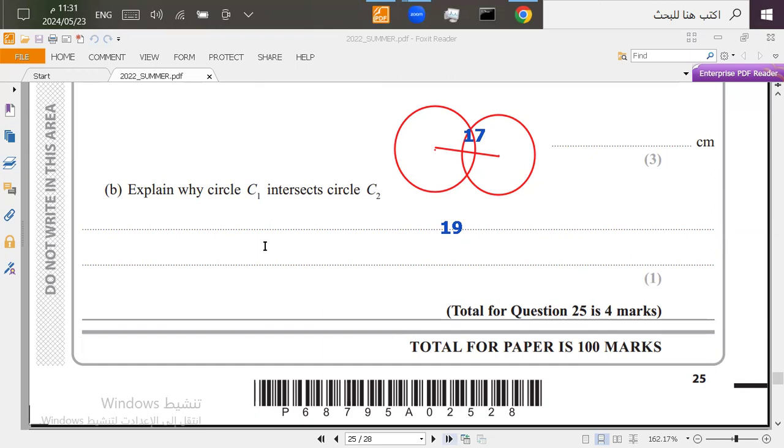So this is how you answer a question like this. You can say that 17 is less than the total of the radii, the 19 here, which is the two radii, so the sum of the radii is bigger than the distance between the two centers. And this is how you answer a question like this.